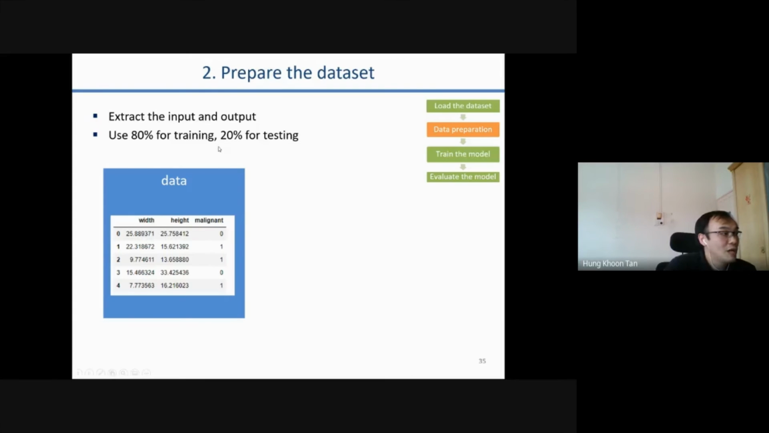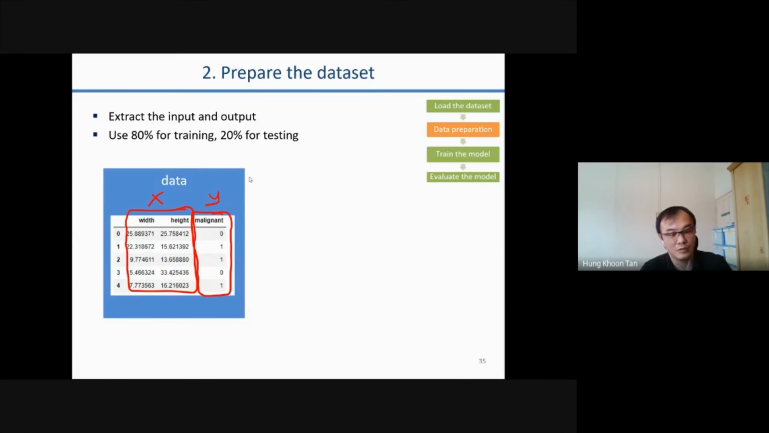We need to prepare the data. So to prepare the data, we have this particular data being loaded. What we need to do now is extract the input from the output. This would be the input, we call it X, and this would be the output, and we call this Y. So in the next section, I will write the code to extract X, which consists of these 2 columns, and the Y that contains the third column.